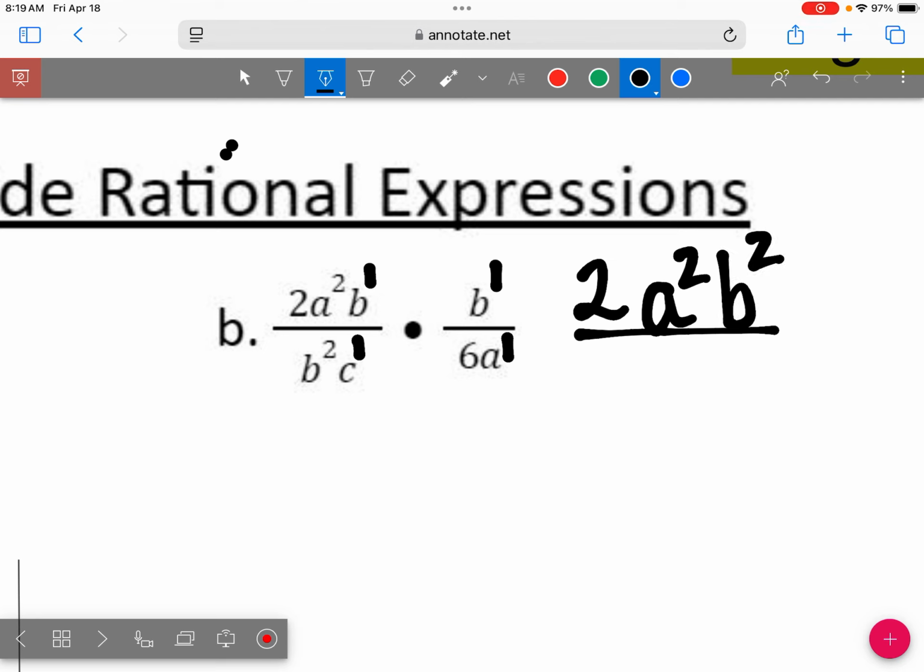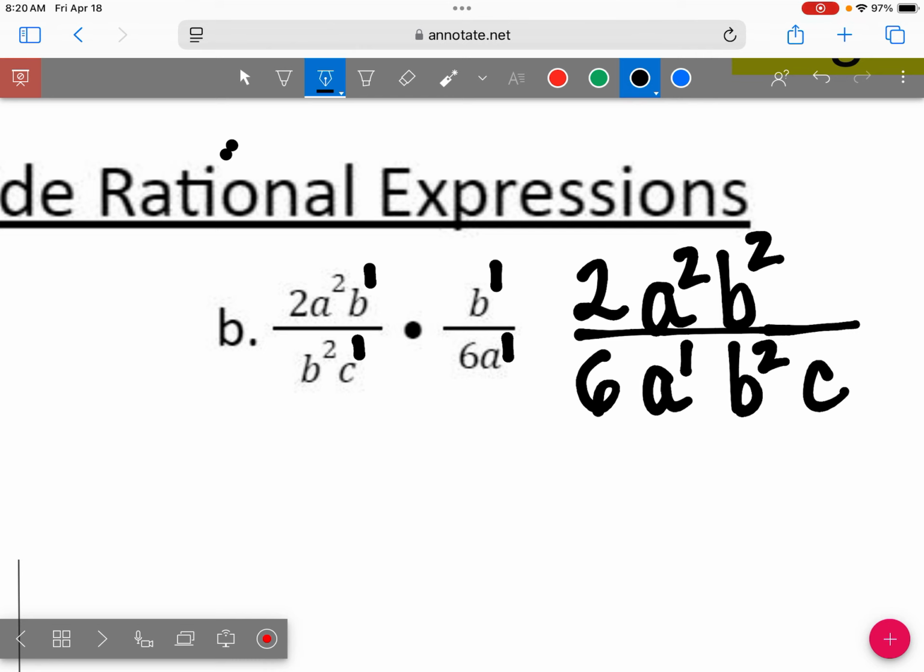Now let's look at our denominator. 6 is at the bottom. I only have 1 a in the bottom. I have 2 b's in the bottom, and I also have a c. So it's easier to just put them in alphabetical order. So now we're ready to do our cleanup.